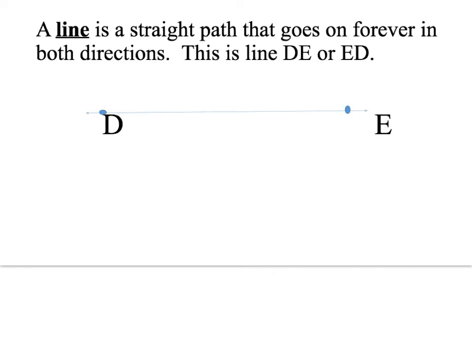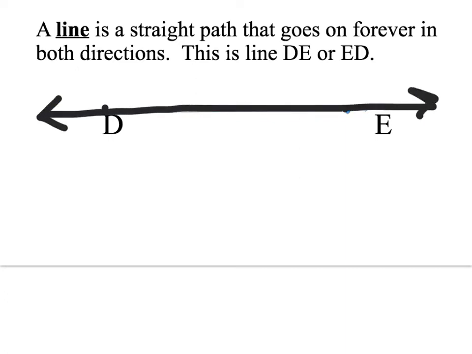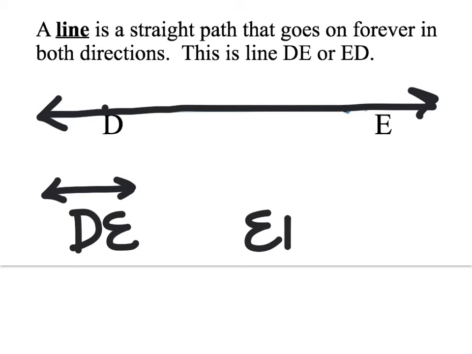A line is a straight path that goes on forever in both directions. So this is line DE or ED. So this has points on it. Point D and point E are on this line, but they're very small here, but they have arrows on both sides, meaning that it goes in both directions forever and ever. So how to write this in symbols is DE with a line above it with arrows in both directions, or ED, again with a line above it with arrows in both directions. So if you see this symbol, you know it's a line and not a line segment.